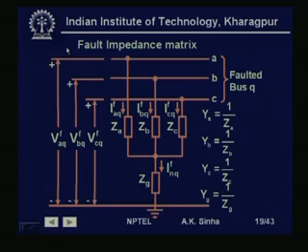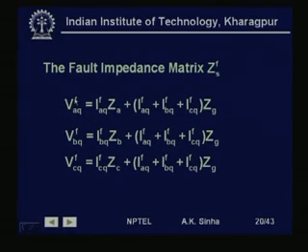Then what is VFAQ? This will be equal to IFAQ, the current flowing in this branch, into ZA. This will be the voltage drop up to this point, plus the voltage drop here. This current IFNQ will be equal to the sum of all these three currents. So, plus IFAQ plus IFBQ plus IFCQ into ZG. So, this is what we have written here: VFAQ is equal to IFAQ ZA plus IFAQ plus IFBQ plus IFCQ into ZG. Similarly, we can write for phase B and C. So, we get these three equations for the post fault voltages of the three phases at the faulted bus.